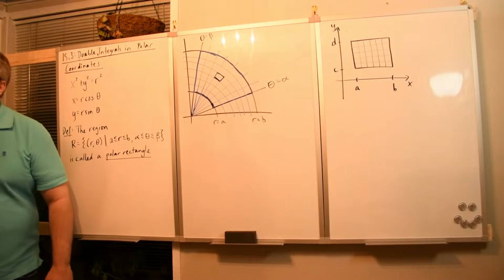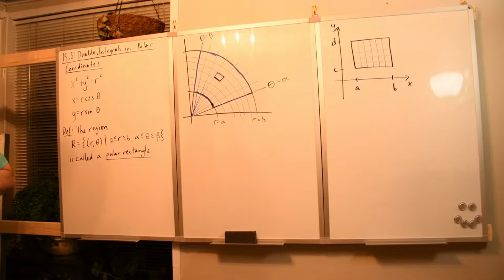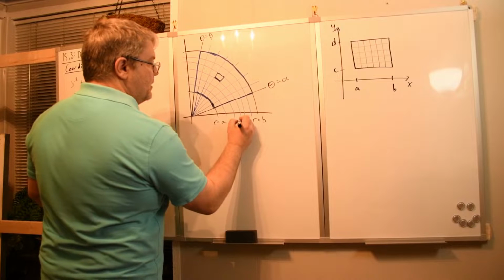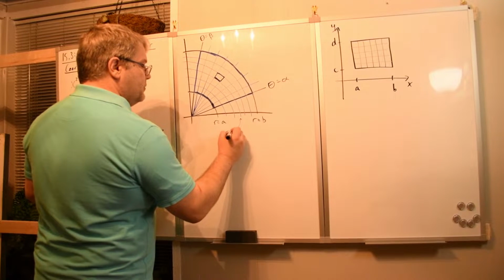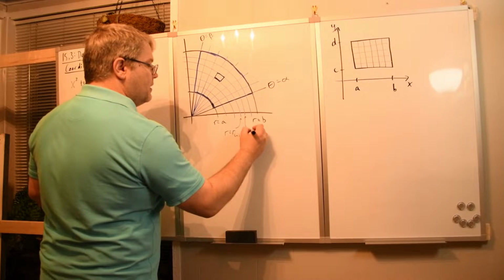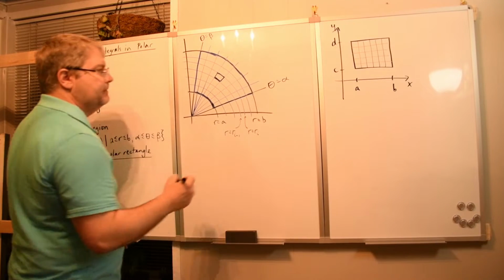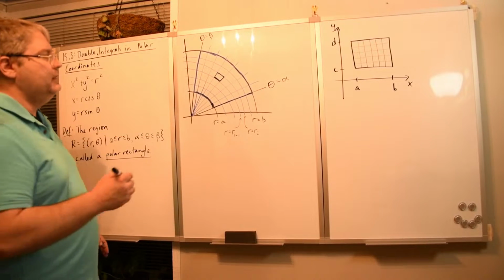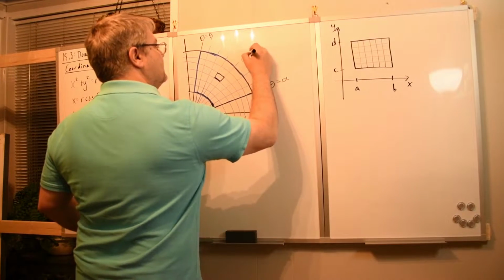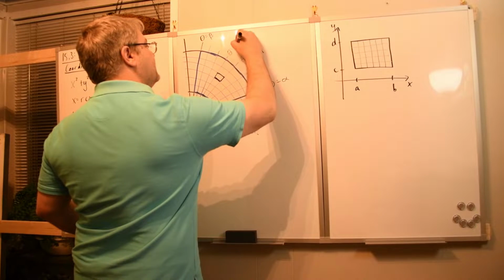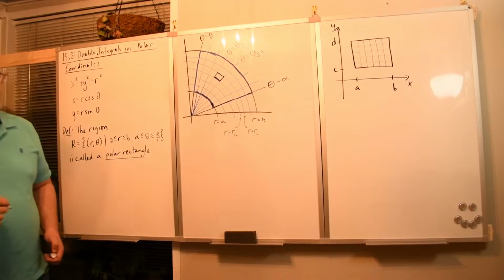And so what we're going to do is take a look at this. This will be our r equals r sub i minus 1. And this will be some sort of r equals r sub i. And then this radial line will have theta equals theta sub j minus 1. And then this radial line will have theta equals theta sub j.